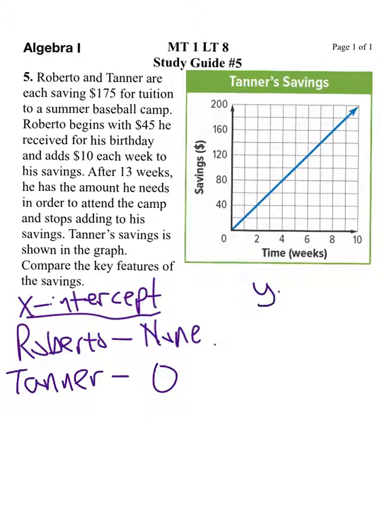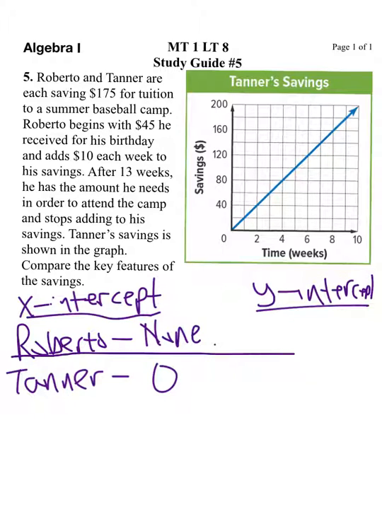Now we'll look at the y-intercept. And for Roberto, you'll notice he starts with $45, so that's his y-intercept. When we look at Tanner, notice on the y-axis, he also starts at 0, so Tanner is going to be 0 also.